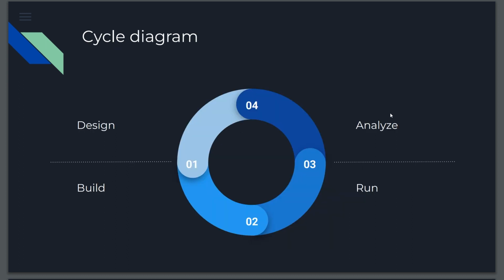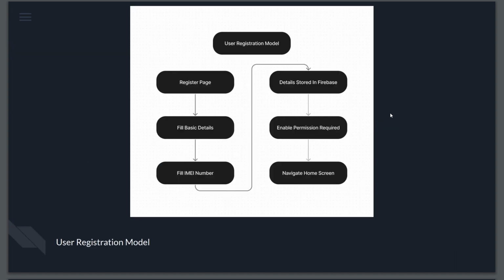Next is the cycle diagram. This is the cycle our team will use to develop our app. First is design, then build, then run and analyze, and we continue to run this cycle continuously until we get a satisfactory product.